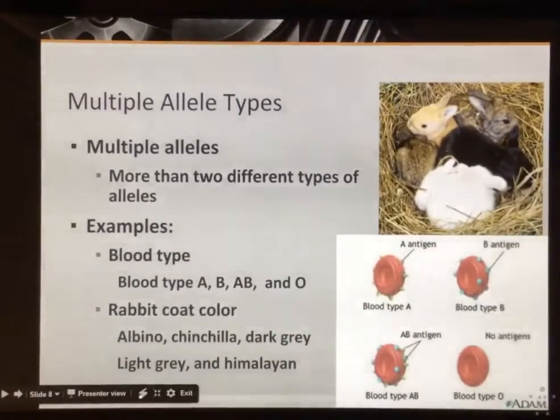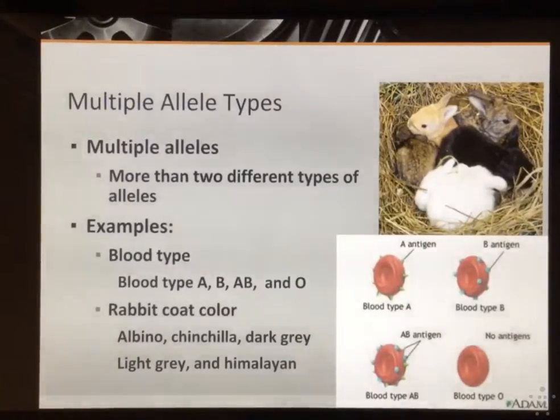All right, here's another one. Multiple allele types. So sometimes there's more than one allele type. It's not just like, oh, hey, you get option A or option B. Sometimes you can get quite a few. So for example, look at the rabbits there on the right. Rabbits aren't just one color or two colors. They can be multiple colors. You can have several different types, such as albino, chinchilla, dark gray, light gray, and even the Himalayan color. So very unique types of color codes out there.